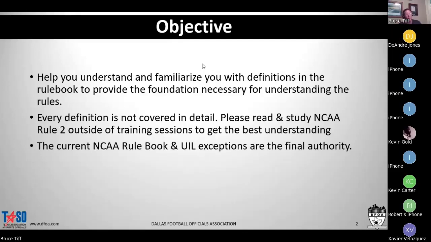If I got anything wrong in the presentation, someone please point it out. I've done my best to update it for this year. And the NCAA rulebook and the exceptions are, again, our final authority. Just remember, guys, we are not the NFL. We don't play on Sunday. We don't referee on Sunday. There's a lot of rules differences. We're going to keep this discussion focused truly on the NCAA rulebook and the UIL exceptions.